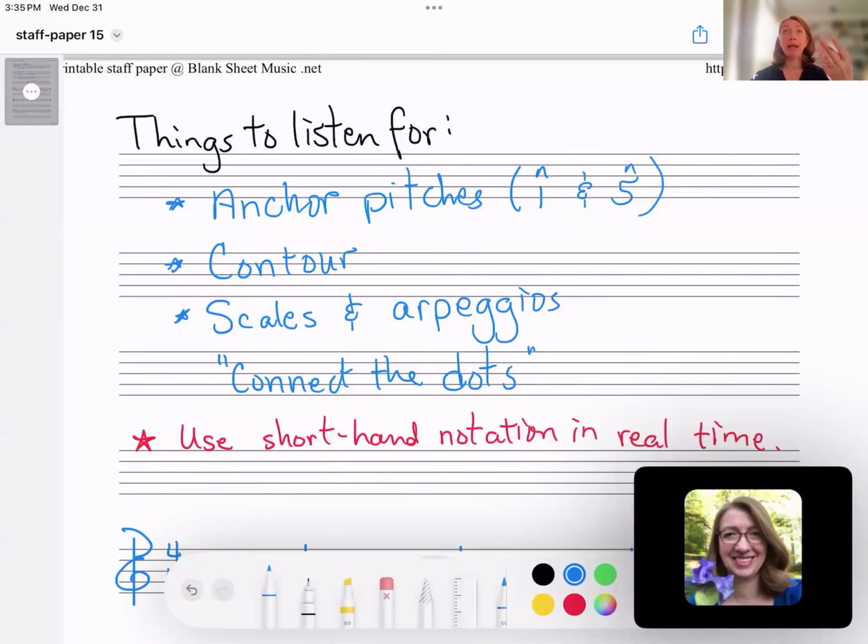The fourth technique I use is connecting the dots. Maybe there's a leap and I don't know what note I have leapt up to, but I hear it come down in a scale from there and I can tell where it lands. And so I can reverse engineer where that leap was because I can tell where it leads to in the next section. So I can think forwards or I can think backwards in my melody to connect the dots. And finally, I'm going to use shorthand notation in real time.